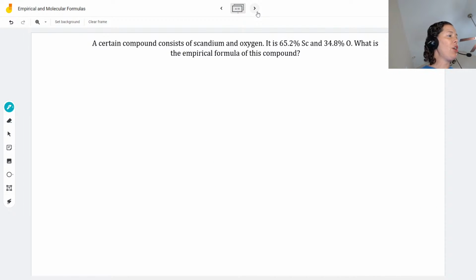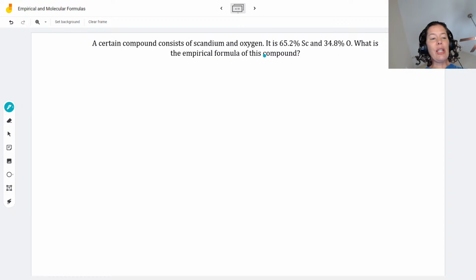All right, so this time we have, again, another unknown compound, and it is made up of scandium and oxygen. So we are given our percentages of scandium and our percentages of oxygen, and we just want to know the empirical formula. So we don't need to mess with doing the molecular formula. We just want the empirical formula. We just want the lowest whole number ratio.